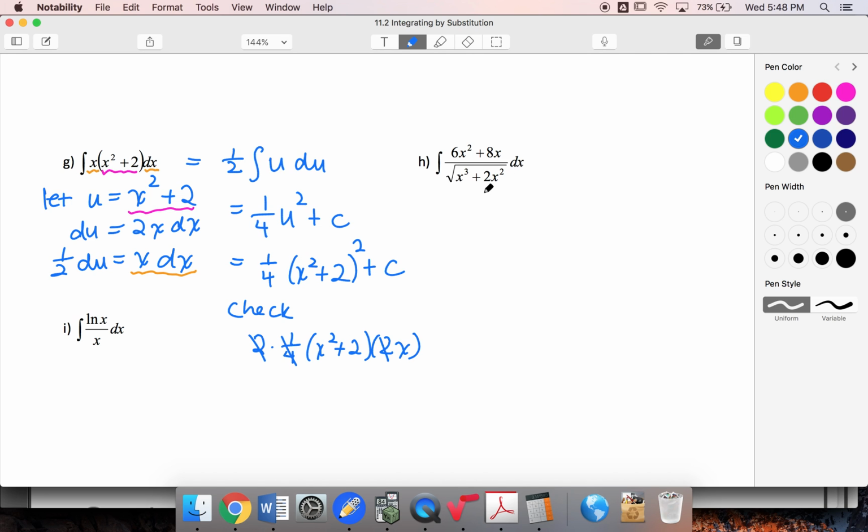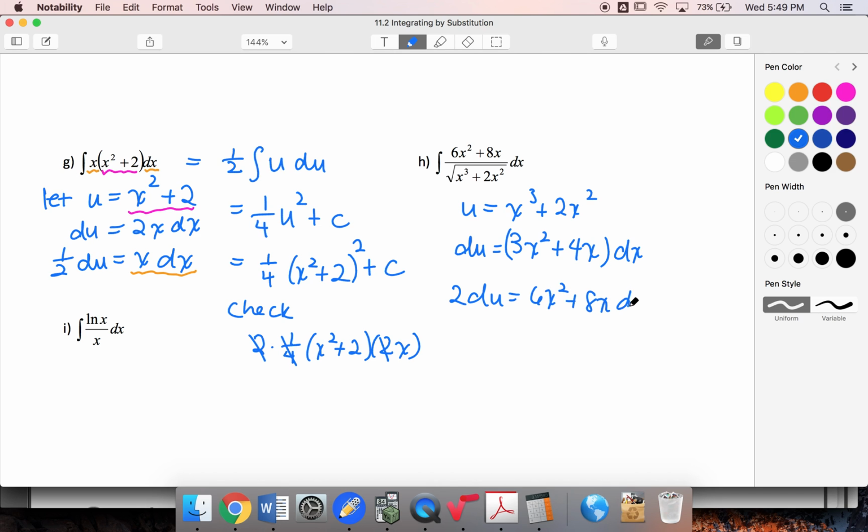So let's look at this one. I see two complicated things I can't simplify, and I see x cubed plus 2x squared. Here I see 6x squared plus 8x. So I went down a power, down a power. So I'm going to try letting my u be the x cubed plus 2x squared. du dx is 3x squared plus 4x dx. Well, that's really similar to this. 2 du is 6x squared plus 8x dx.